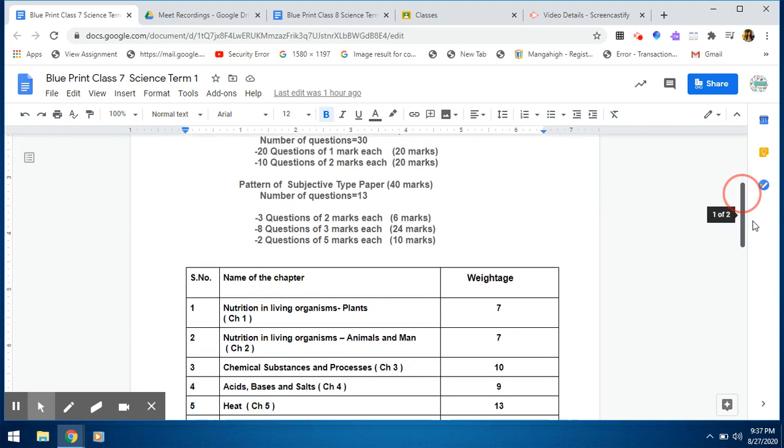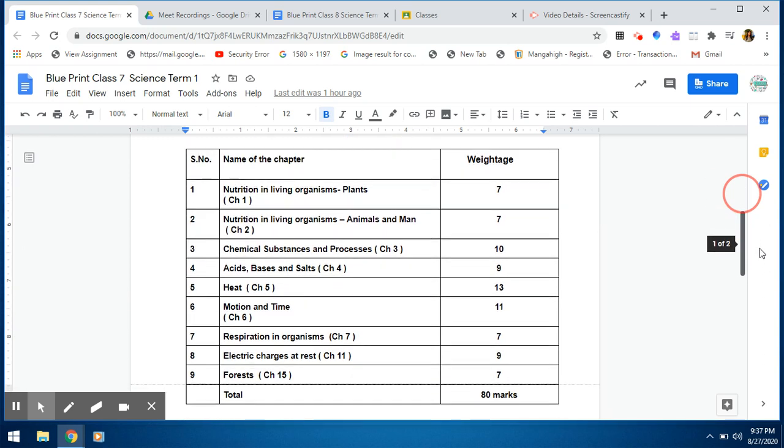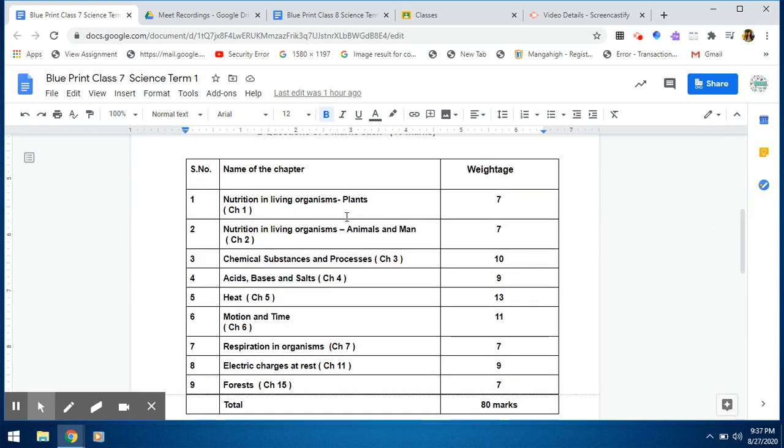Let me tell you the weightage of each and every chapter. The weightage is as follows. Nutrition in living organisms plants has a weightage of 7 marks. Nutrition in living organisms, animals and man also has a weightage of 7 marks.